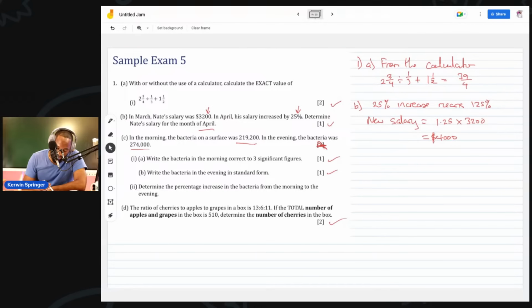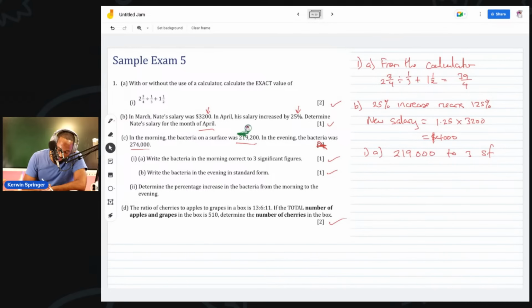Write the bacteria in the morning correct to 3 significant figures. So in the morning, correct to 3 significant figures is 219, and you change all the rest to zeros. The most significant figures are furthest away; the higher the place value, the more significant.